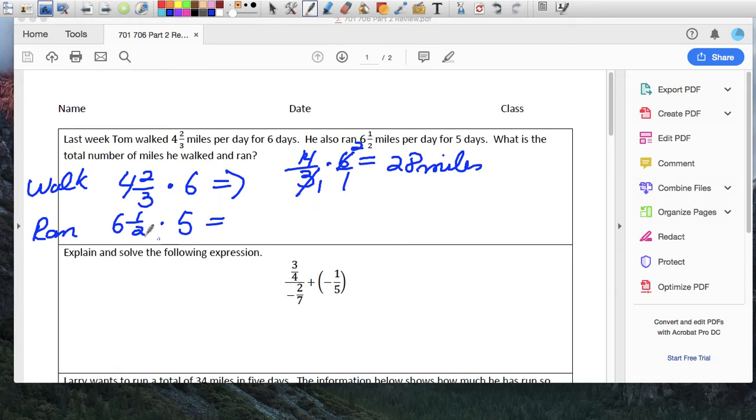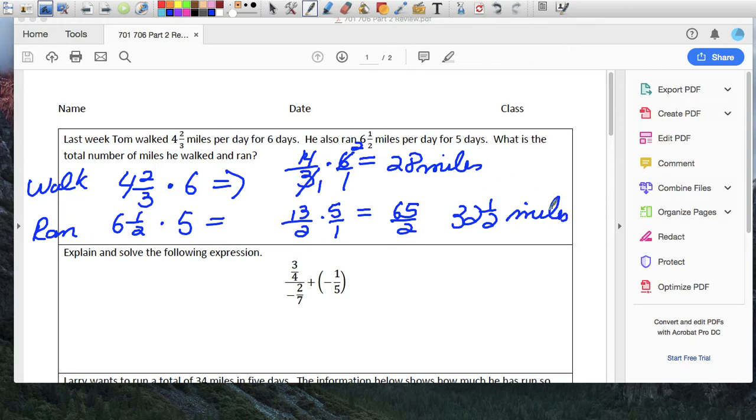The run, 6.5 times 5, so 2 times 6 is 12, plus 1 is 13 over 2. You'll multiply that by 5. Put it over 1. We can't simplify here, so 13 times 5 is 65, and 2 times 1 is just 2. And 65 divided by 2 is just 62. Sorry, not 62, 32 and a half. Yeah, 2 goes into 65, 32 times, which is 64, 1 left over. So this is how much he ran.